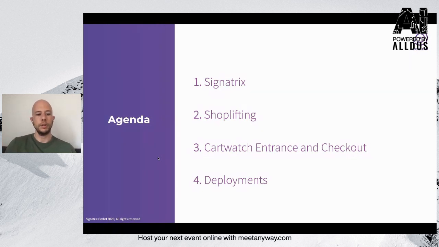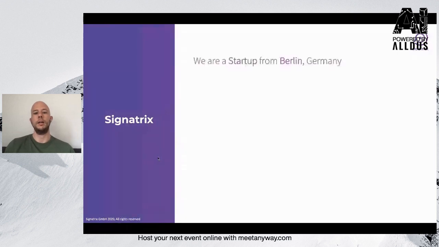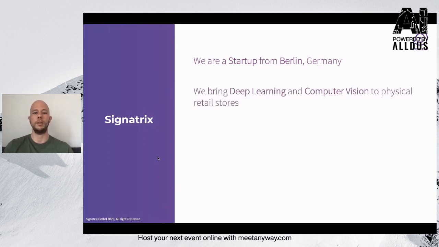All right, so first of all, Signatrix, we are a startup from Berlin, and we are 15 employees right now. Founded in 2017, I founded the company together with my two co-founders, Philip and Felix, and we are very engineering heavy. That means that from our 15 people, 10 are engineers, and I think that will remain that way. And we want to bring deep learning and computer vision to physical retail stores.